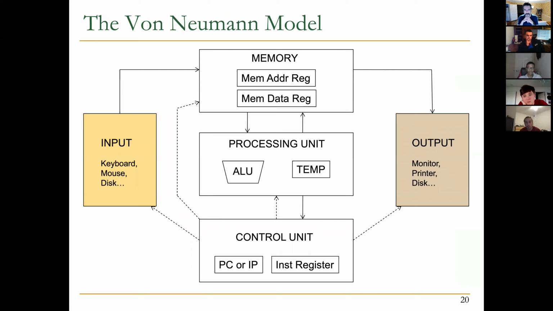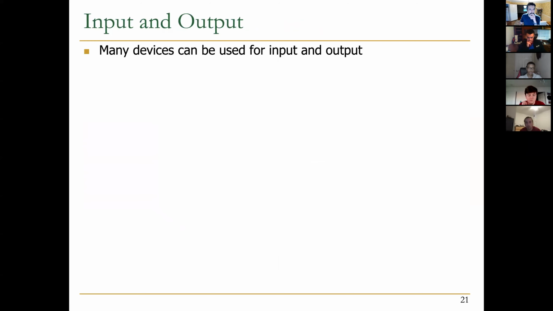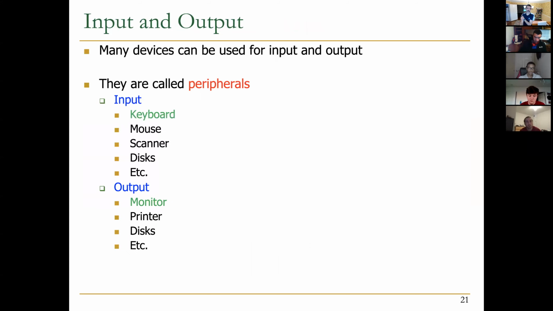And besides the processing unit, so we discussed memory, processing unit, input and output are also easy. The keyboard, mouse, disk, you're familiar with this, so it's not very complicated. These are some peripherals that you use for either inputting data or outputting, seeing the data. These are very much clear, so we don't need to spend much time on this.